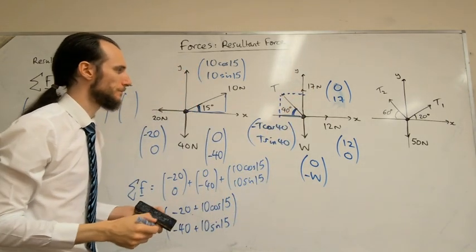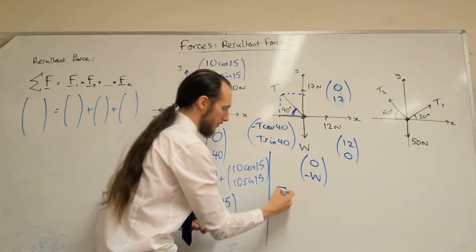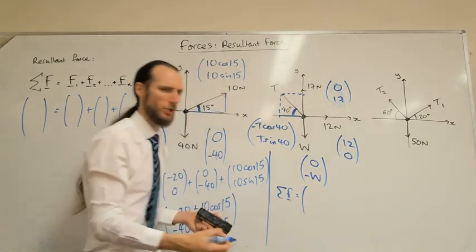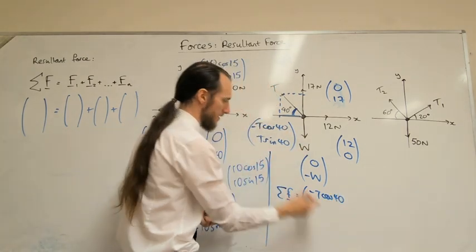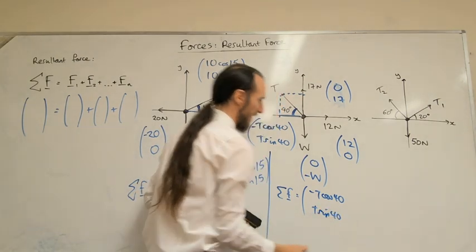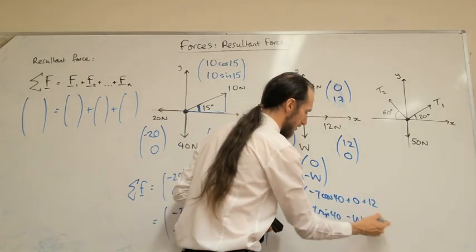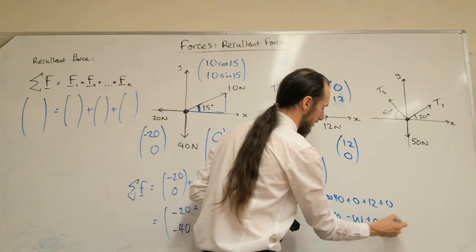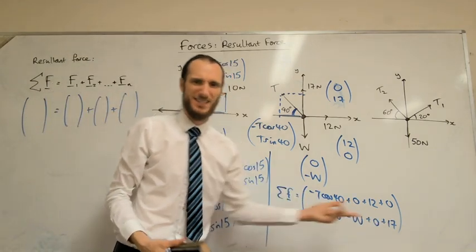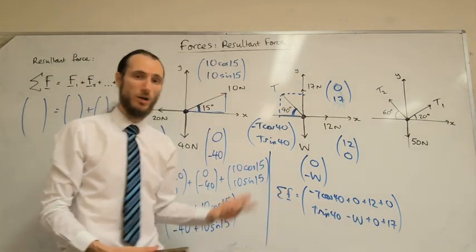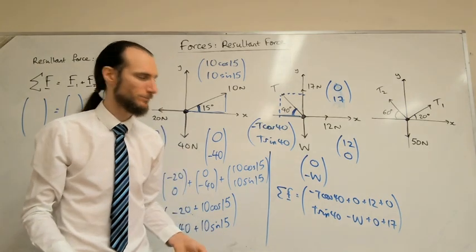To get the resultant force, what I do is add these forces together. So the resultant force is just going to be, can I do this in one go, you think? This force, T cos 40, T sine 40. Then we can add to it, these are the forces, so plus 0 minus W, plus 12 plus 0, and then plus 0 plus 17. Rather than writing it out as being separate, I can just write it out as being one long list. It's the same thing, right? And that is my resultant force. Of course, some of these zeros we can get rid of, but it doesn't change the value, right?